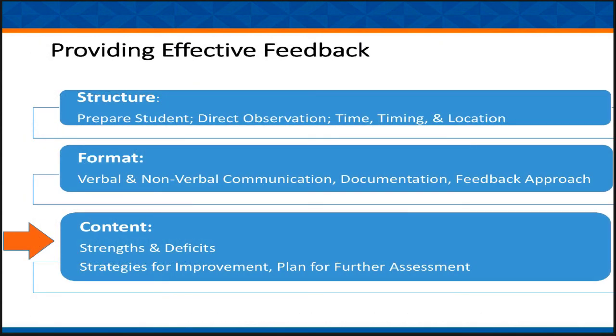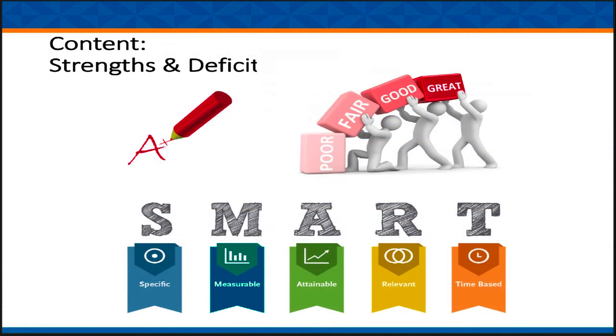The third domain for providing effective feedback is content, which involves focusing on strengths and deficits, specific strategies for improvement, and creating plans for further assessment. When providing students with feedback, focus on strengths, which helps identify competency and their improvements, as well as help students build confidence. This also provides context for gaps in knowledge and skills.